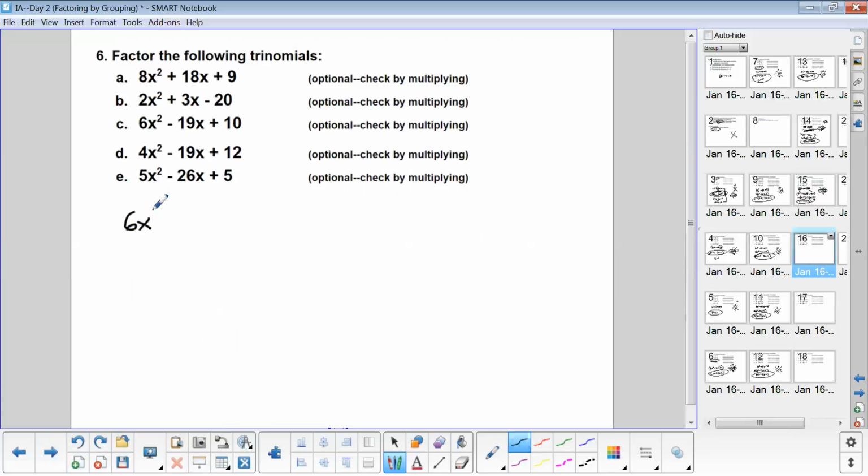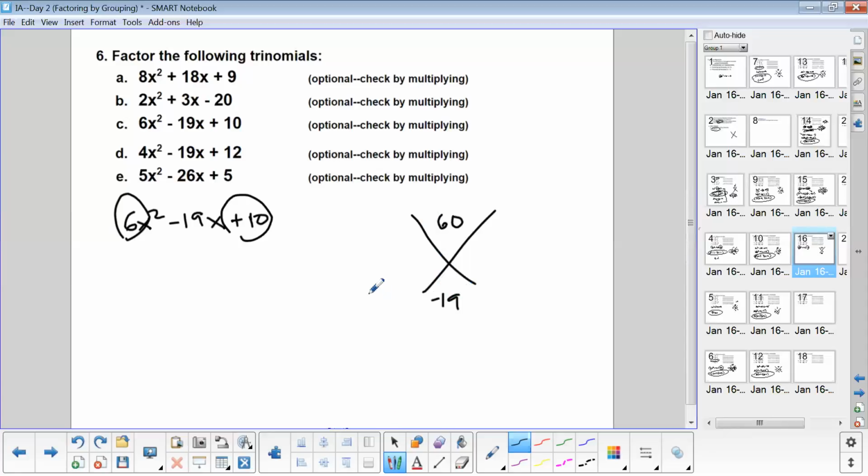Part C, 6x squared minus 19x plus 10. 6, 19, and 10, they don't have anything in common, so I've got to take A times C, which is 60. And I need two numbers that are going to add to give me negative 19. Two numbers that multiply to give me 60, add to give me negative 19 would be 15 and 4. They both add to give you 19, but it's got to be a negative 19. So what does that tell you about the signs here? They both have to be negative, because what's a negative times a negative?